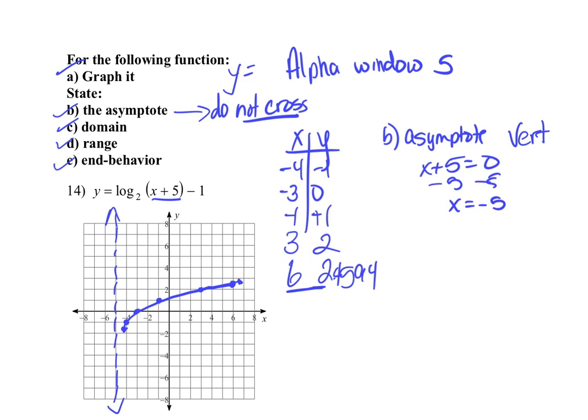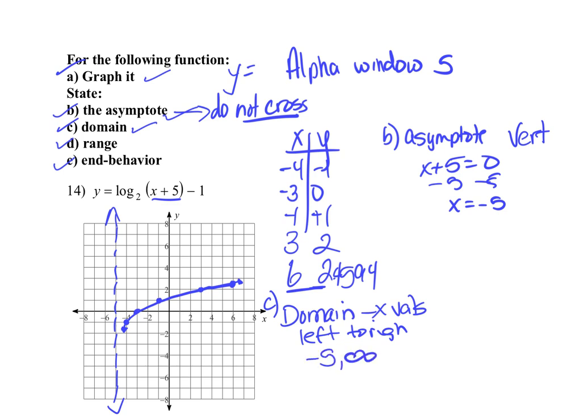Great. So then we did the asymptote, check. We graphed it. We need the domain. So the domain, remember, is your x values. This is part C. Domain is your x values. So it's how far left to right. So the leftest spot I can go is -5, and the rightest spot I can go is infinity. So parentheses, there we go.